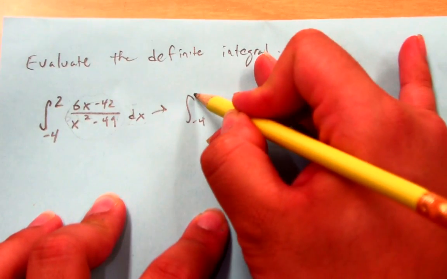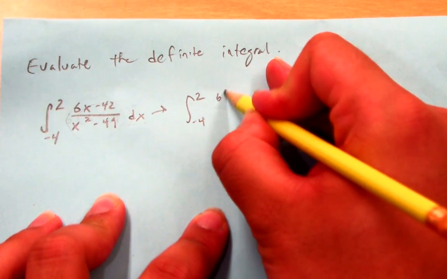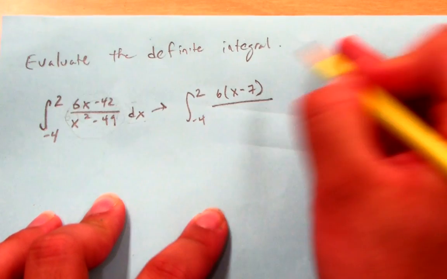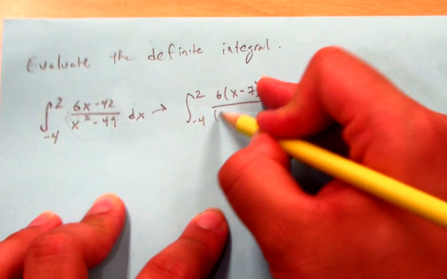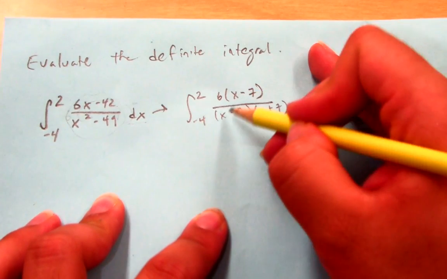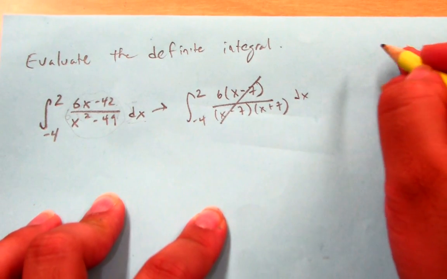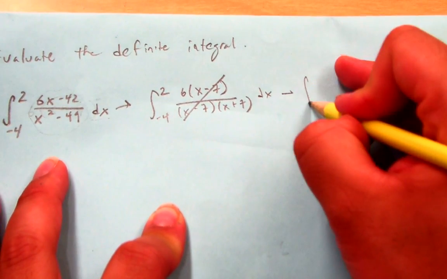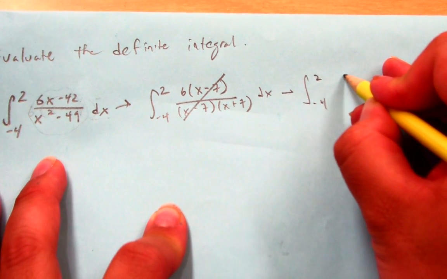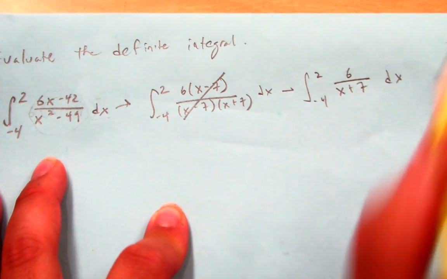So from -4 to 2, we have, well, the numerator seems to be 6 times the quantity x minus 7 if I factor a 6 out. And likewise, the denominator appears to be x minus 7 times x plus 7. This gives me the following cancellation. So I can rewrite this problem as the integral from -4 to 2 of 6 over x plus 7. So that looks a little bit better.